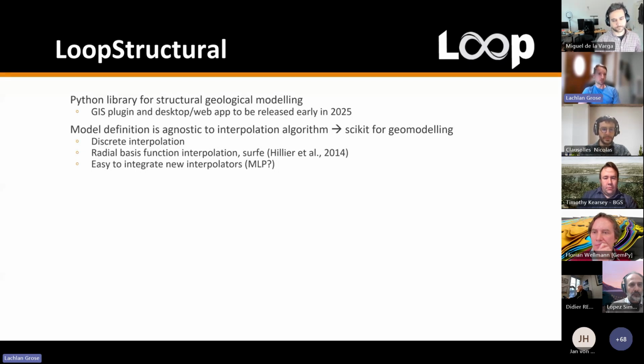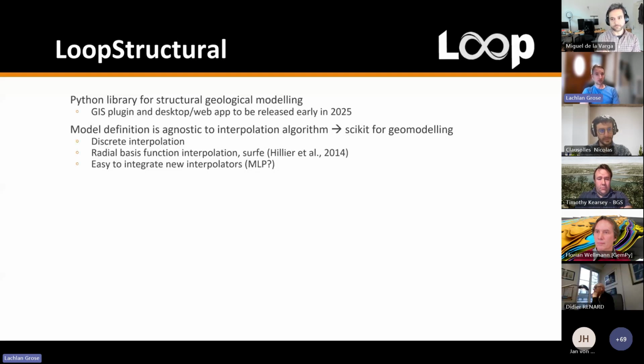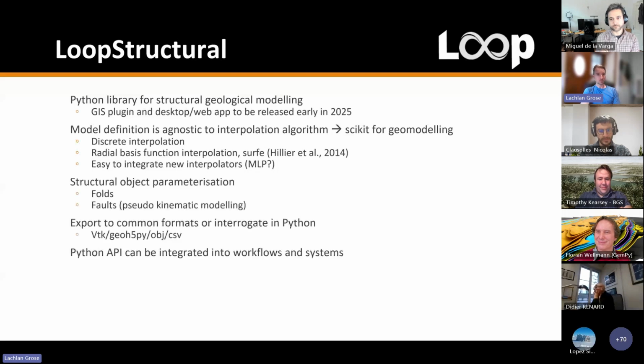At the moment, we can interchange different interpolation algorithms. So I've got discrete interpolation algorithms using tetrahedral meshes or Cartesian grids. Then we can use the Surfe package that Mike Hillier wrote in 2014, and with some Python bindings, we can actually call Surfe from within Loop Structural and use that to interpolate the surfaces. And I think it will be easy to integrate new methods like the stuff that Mike will be talking about later today. I probably won't be watching, but for all of you that are still able to.